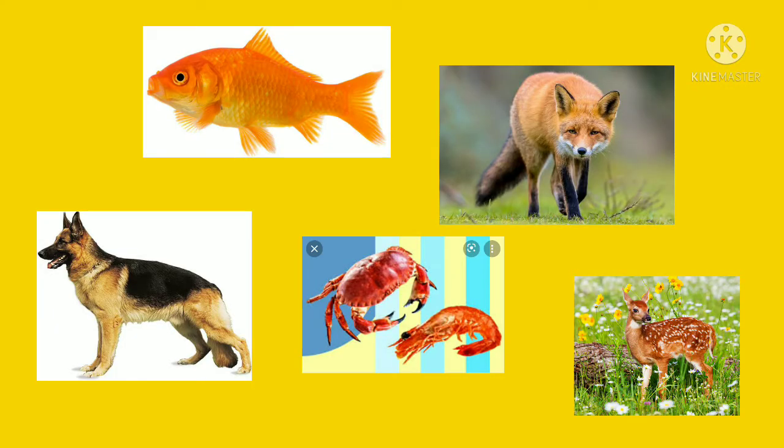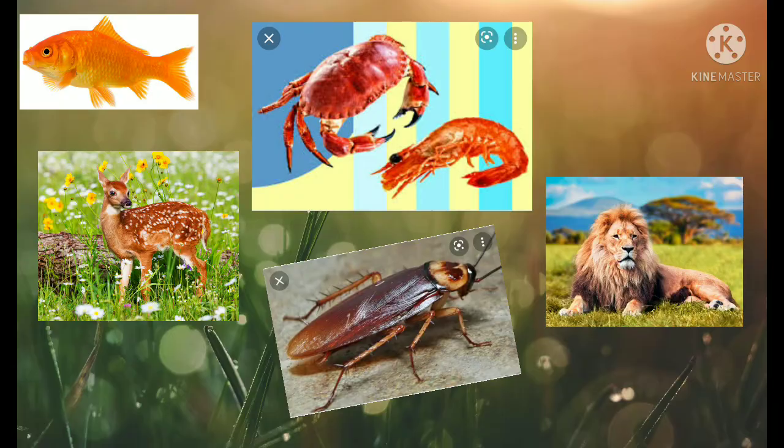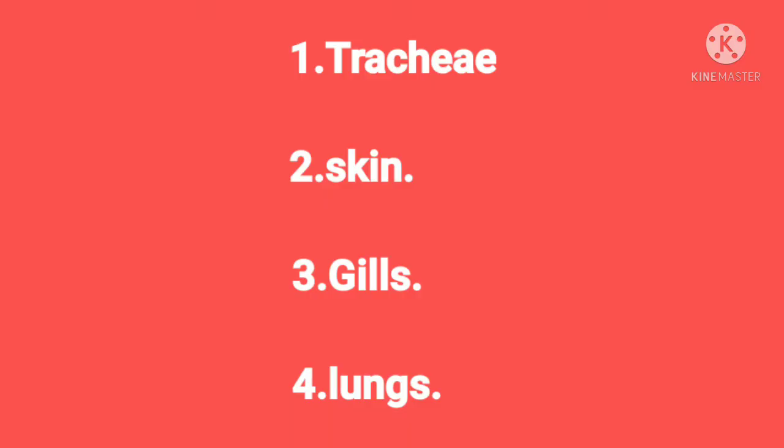Students, one question to you. Do all animals have the same type of respiratory organs? No. The organs of respiration are different in different organisms. Organs of respiration are mainly 4 types. One is trachea, second one is skin, third one is gills, and fourth one is lungs.